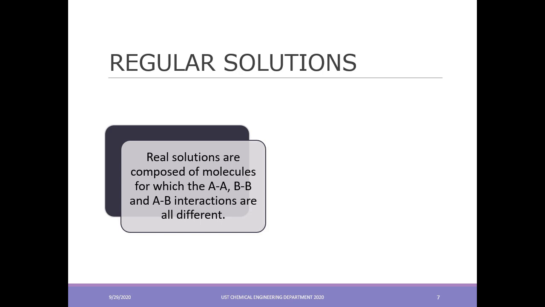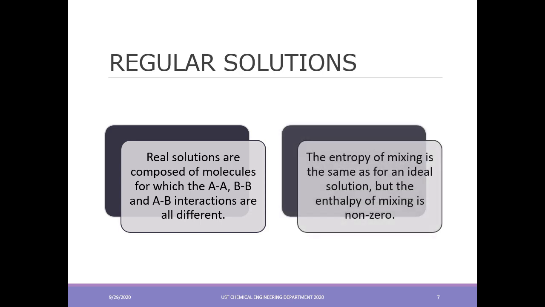For regular solutions, the entropy of mixing is the same as for an ideal solution, but the enthalpy of mixing is non-zero. This can be understood as two kinds of molecules being randomly distributed the same way as in an ideal solution, but the energies of interactions are different with each other. Now, how do we quantify this deviation from ideality?